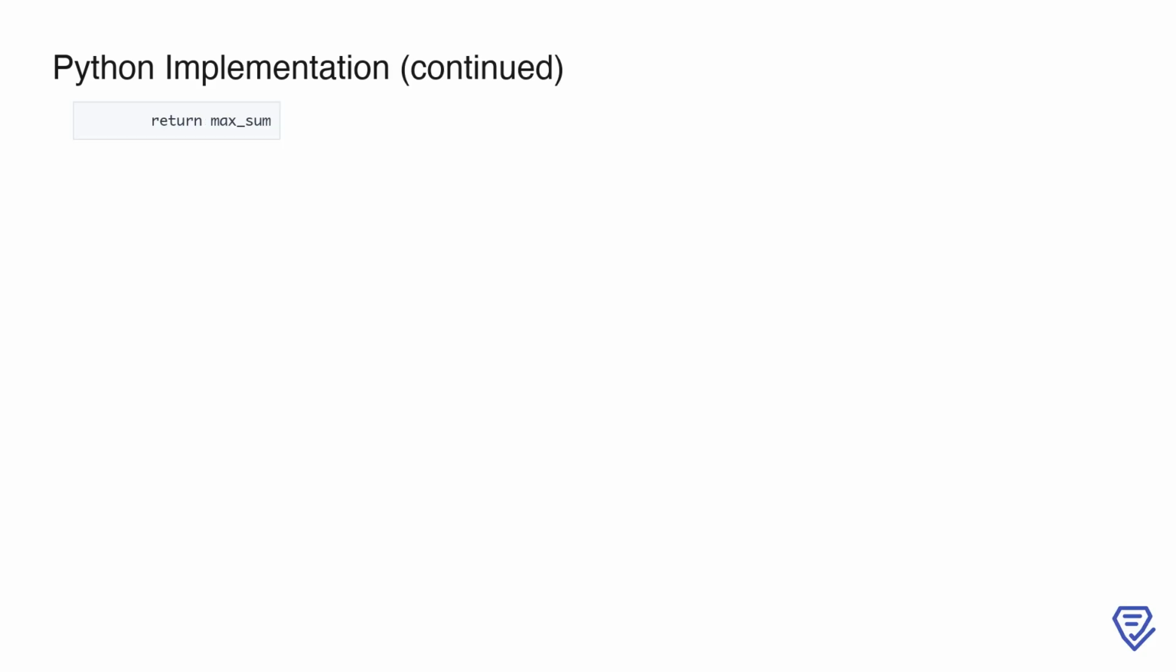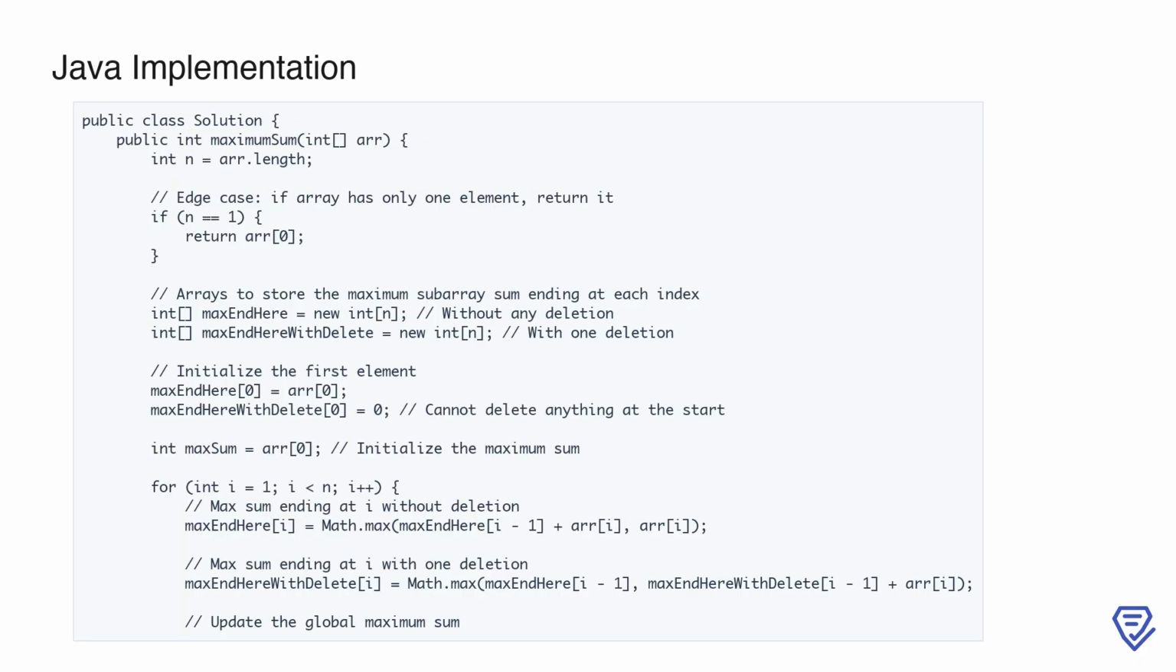Finally, once the loop is complete and all indices of the array have been processed, the function simply returns the value of max_sum. This value represents the maximum subarray sum that can be achieved either with or without one deletion. By efficiently combining dynamic programming and careful bookkeeping, the algorithm ensures an optimal solution in linear time. Here, we are implementing the solution for the problem in Java.